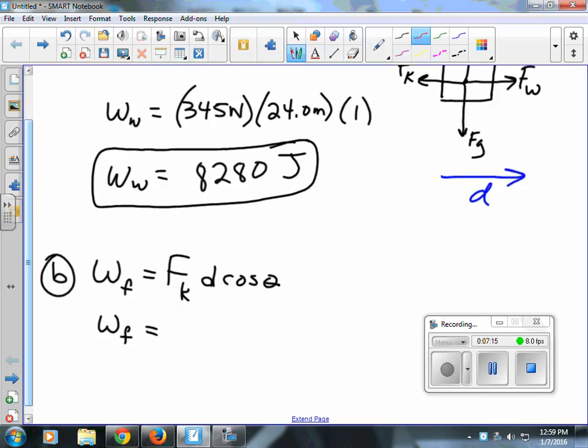Okay, so instead of this F sub K, we'll put in the formula for friction. How do we find friction? Coefficient times?